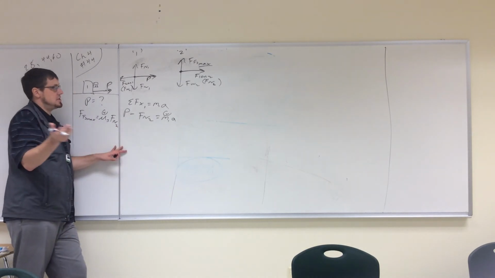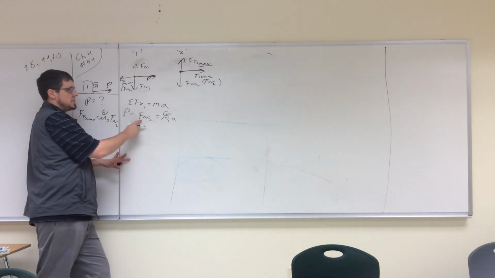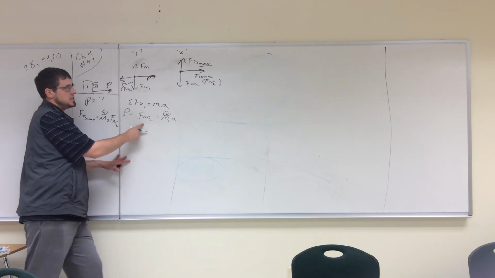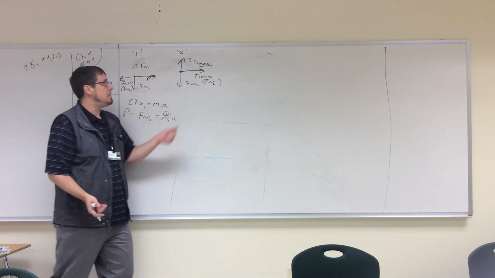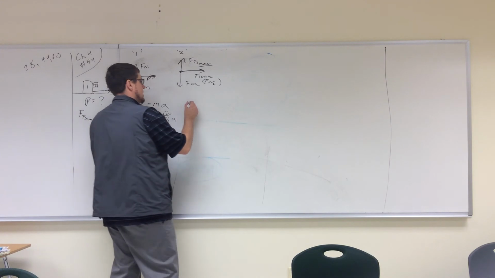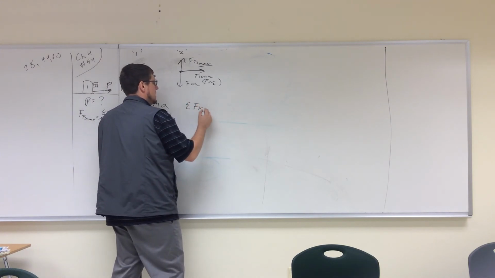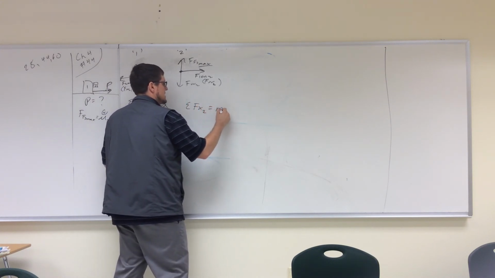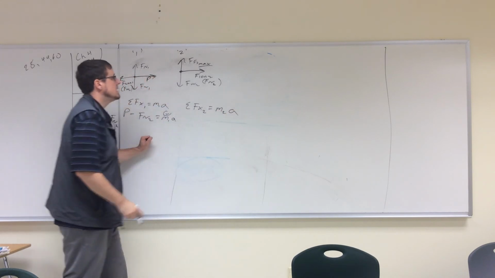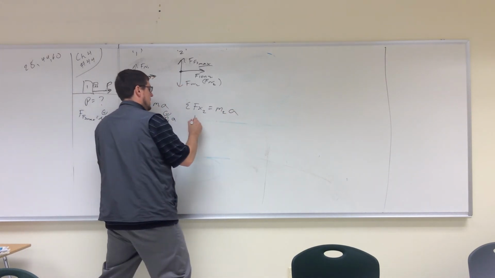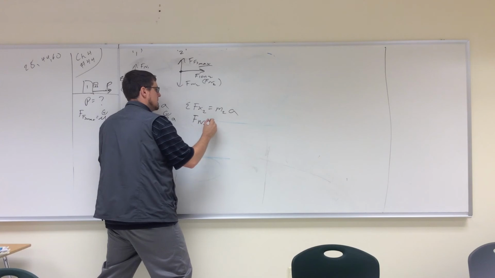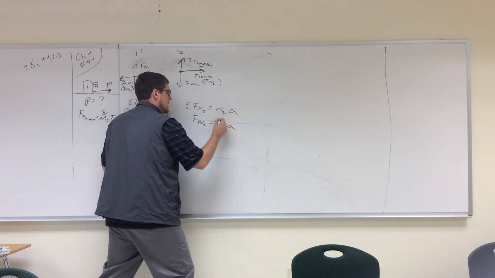So I'm going to keep summing forces. And I know I need to do something with this normal force too, because it's in both my equations. So where else does that pop up? Pops up for block 2. So summation of forces in the x direction for block 2 equals mass of block 2 times A. Only one force, Fn2 equals M2A. And we know M2.